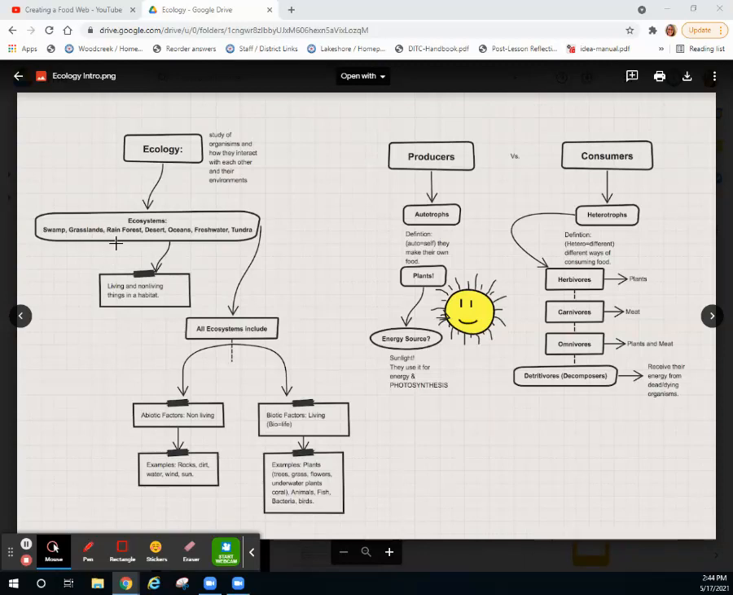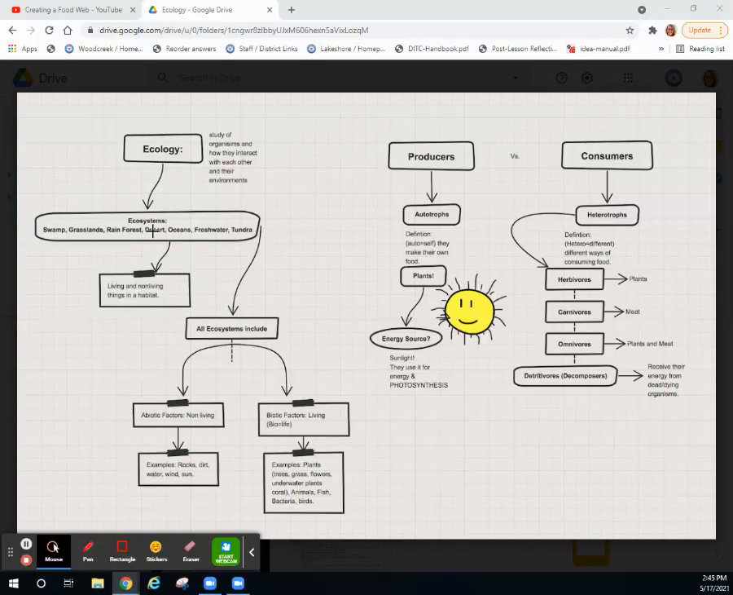rainforests which have a diverse amount of vegetation, tall trees, a diverse animal species, a desert which is a very dry climate, and then you have oceans, freshwater, tundra, and we study the living and non-living things within those habitats. Okay, all ecosystems include abiotic factors and biotic factors.